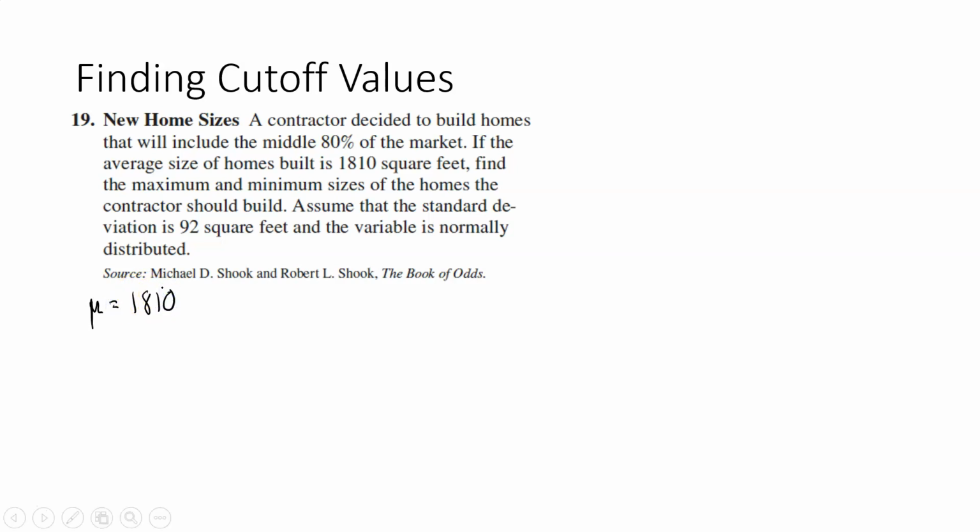The average is 1810. Find the maximum and minimum sizes of the homes the contractor should build. Because we want to find the minimum size, what's the smallest size that would satisfy the middle 80%? What's the largest size of house that would satisfy the middle 80%? Assume that the standard deviation, sigma, is 92, and that we're normally distributed.